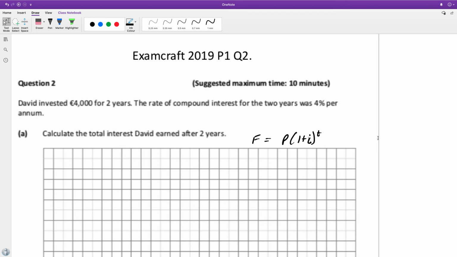P is 4,000. Good girl. What is 4% in the calculator as a decimal? Good girl.